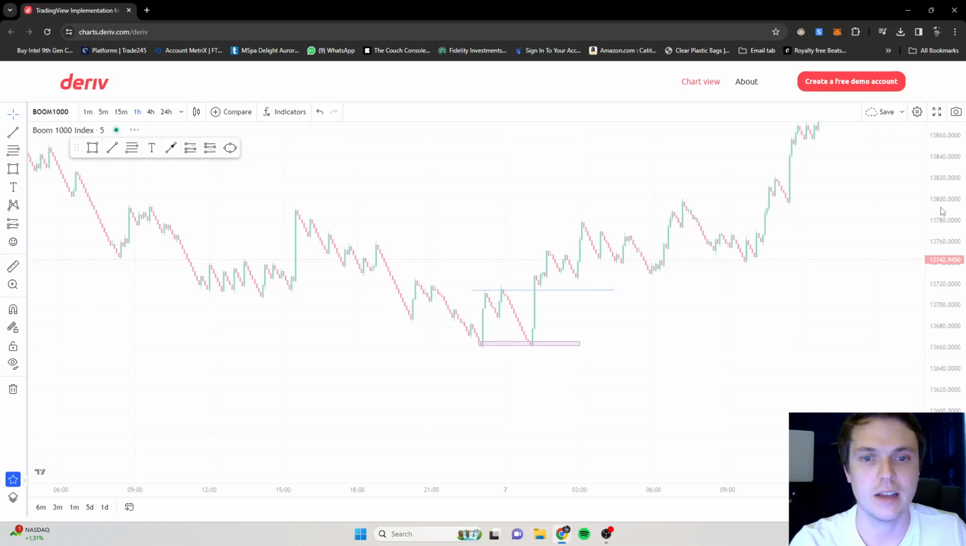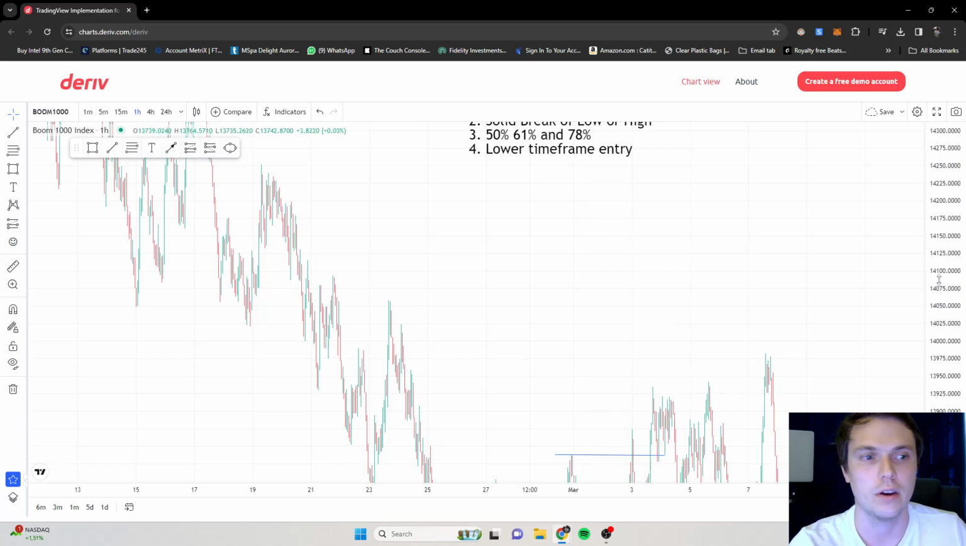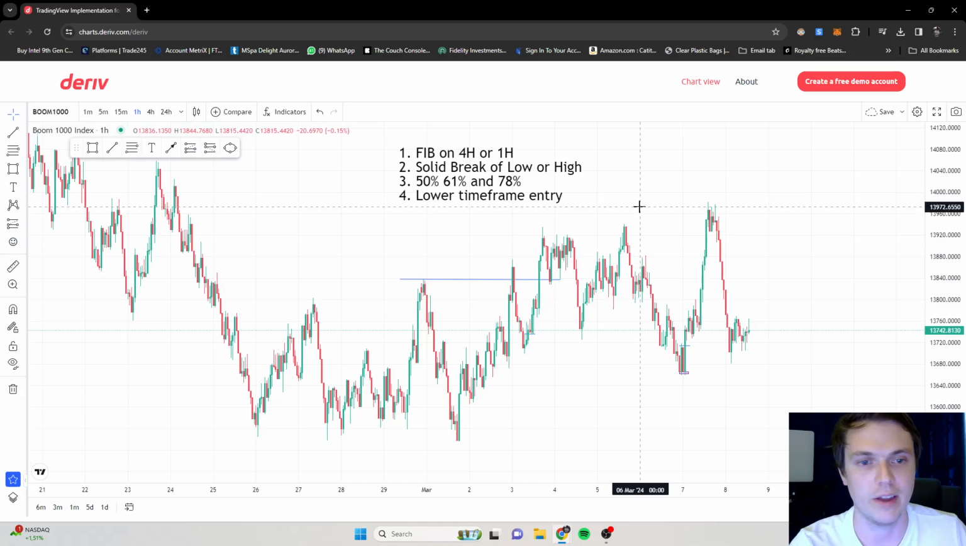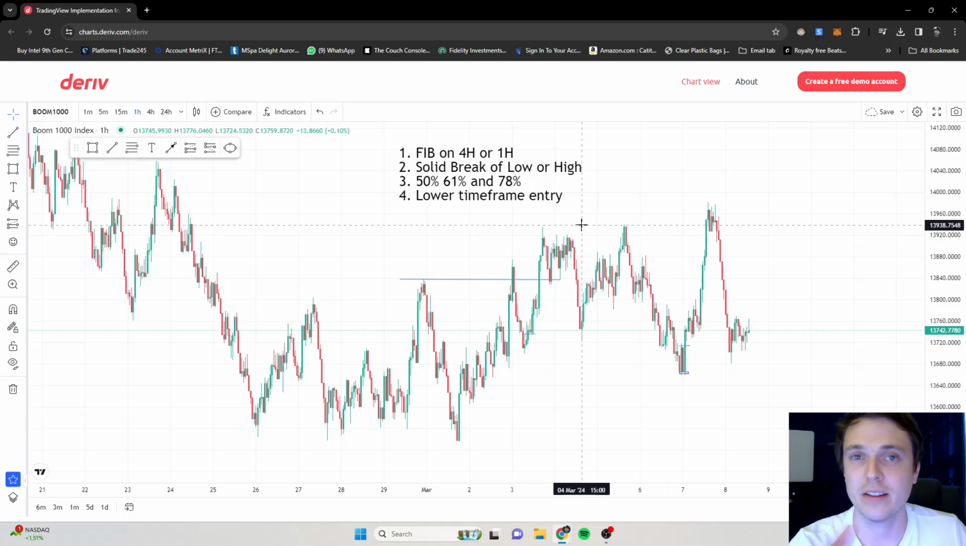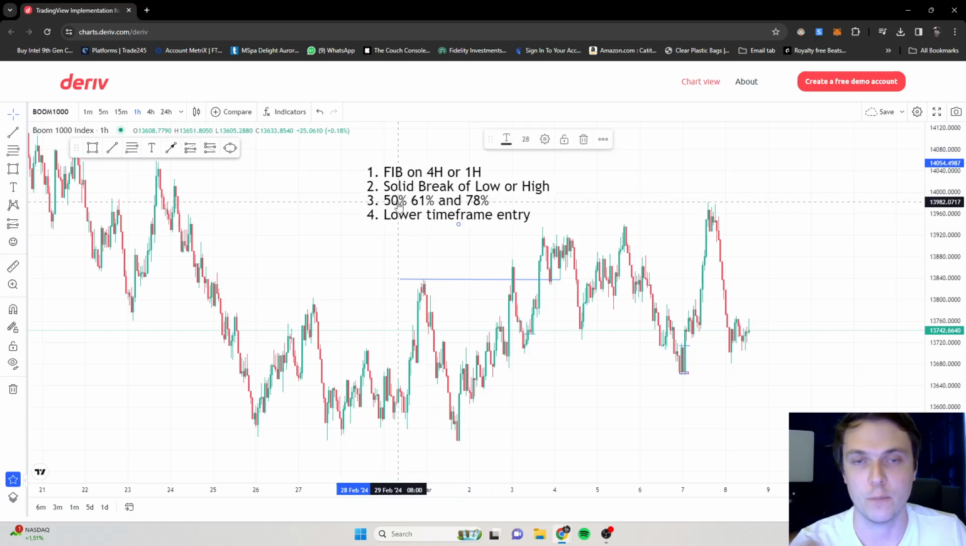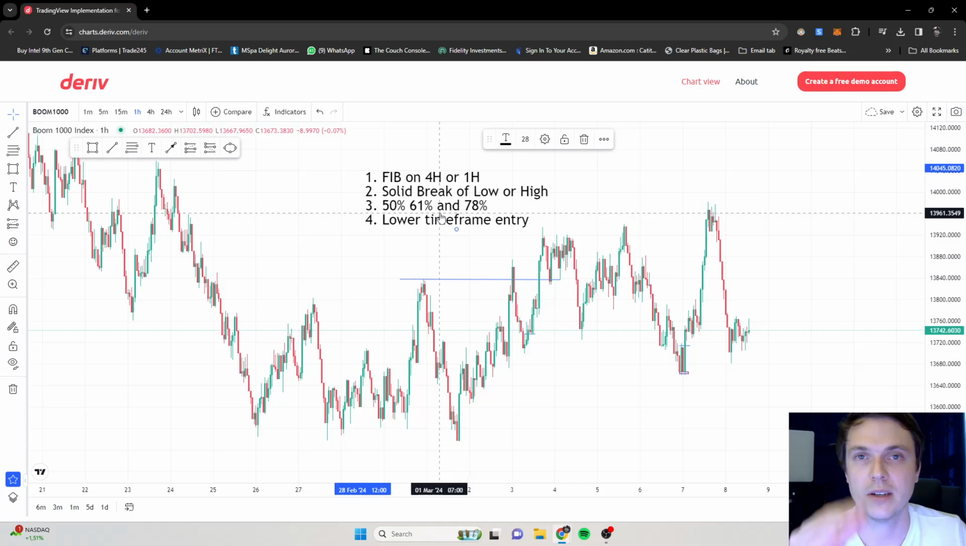So guys, that is how I trade boom and crash, by going on the bigger time frames, spotting that 50, 61, 78 zones, and then going down to the smaller time frames to maybe get an even better entry if possible. But I like trading on the 1 hour for the entries, but even going down to the smaller time frames is perfect for getting those sniper entries.